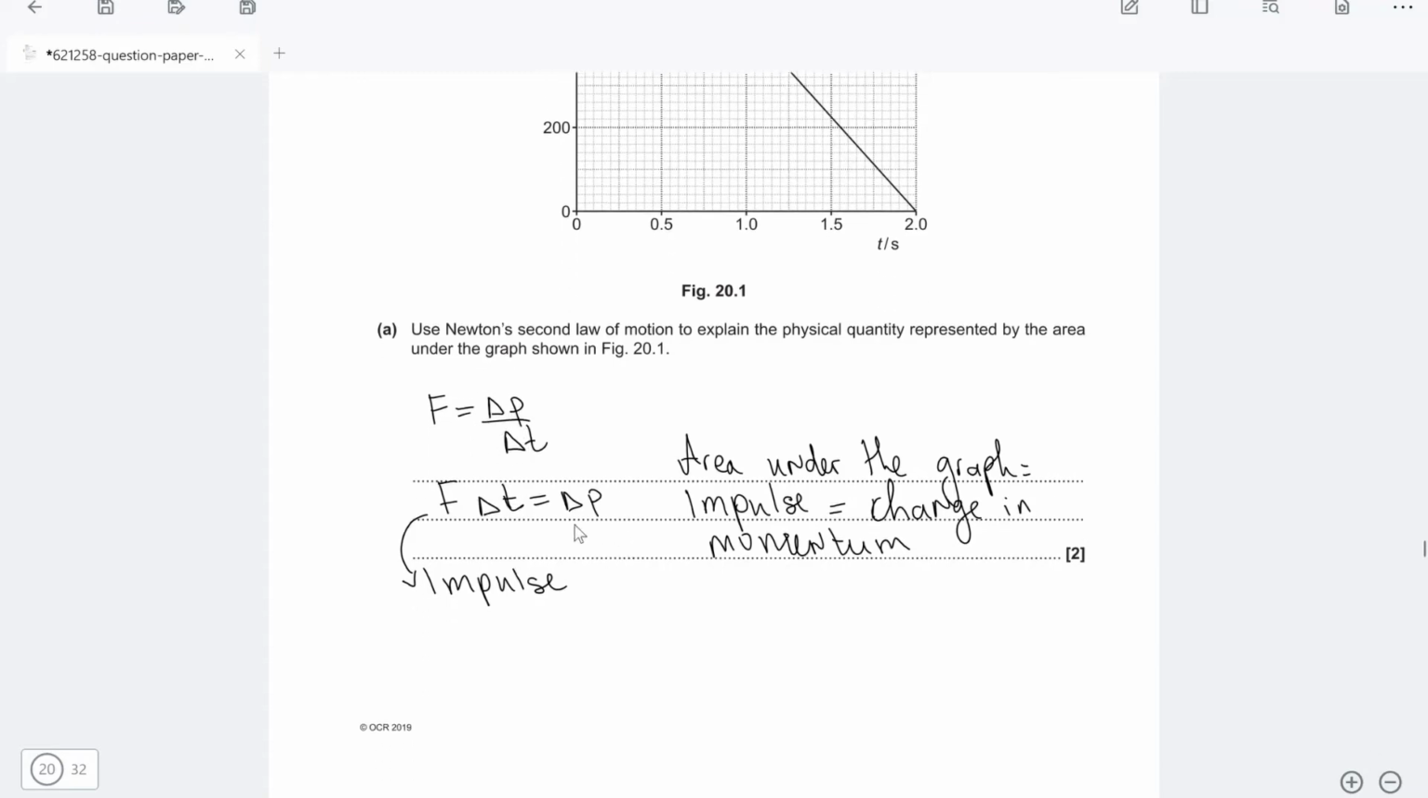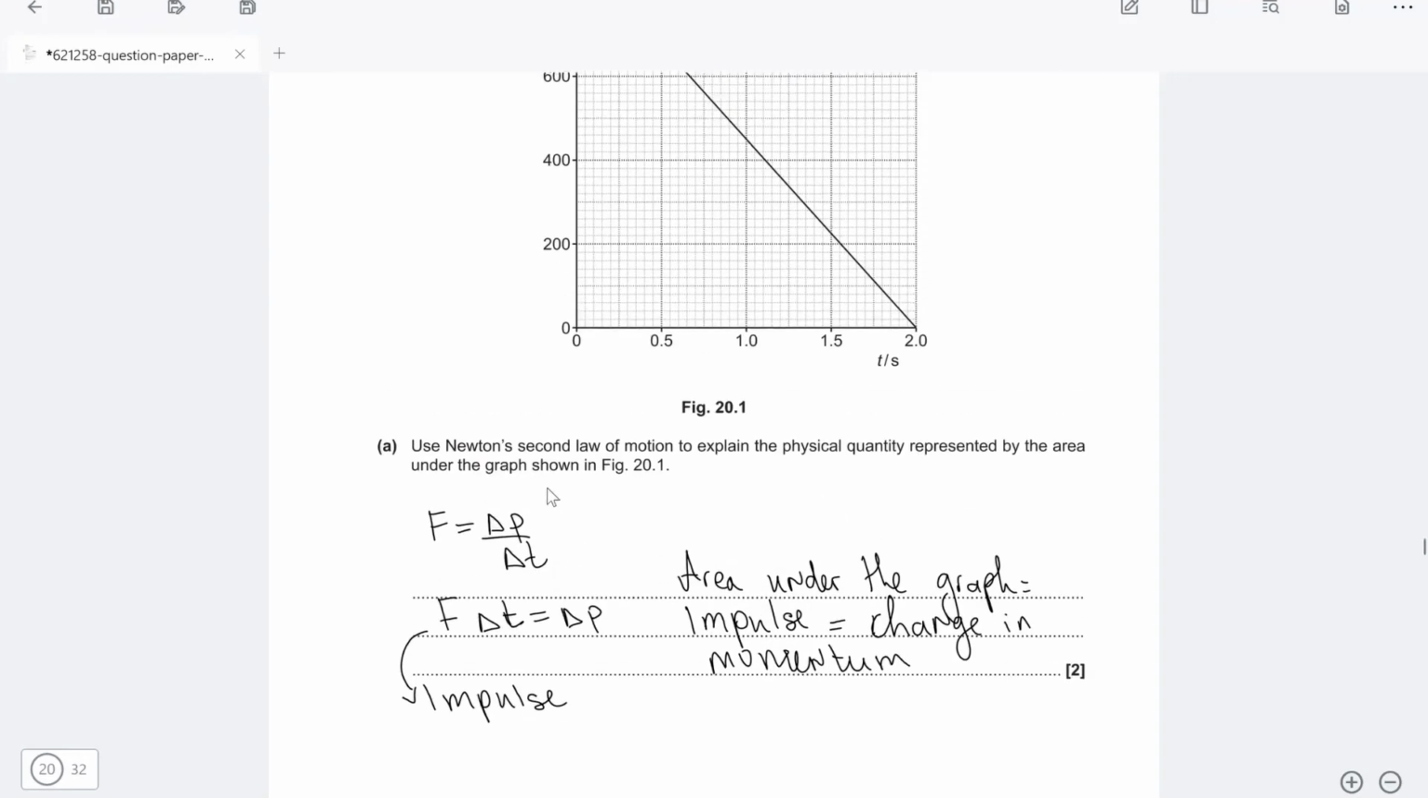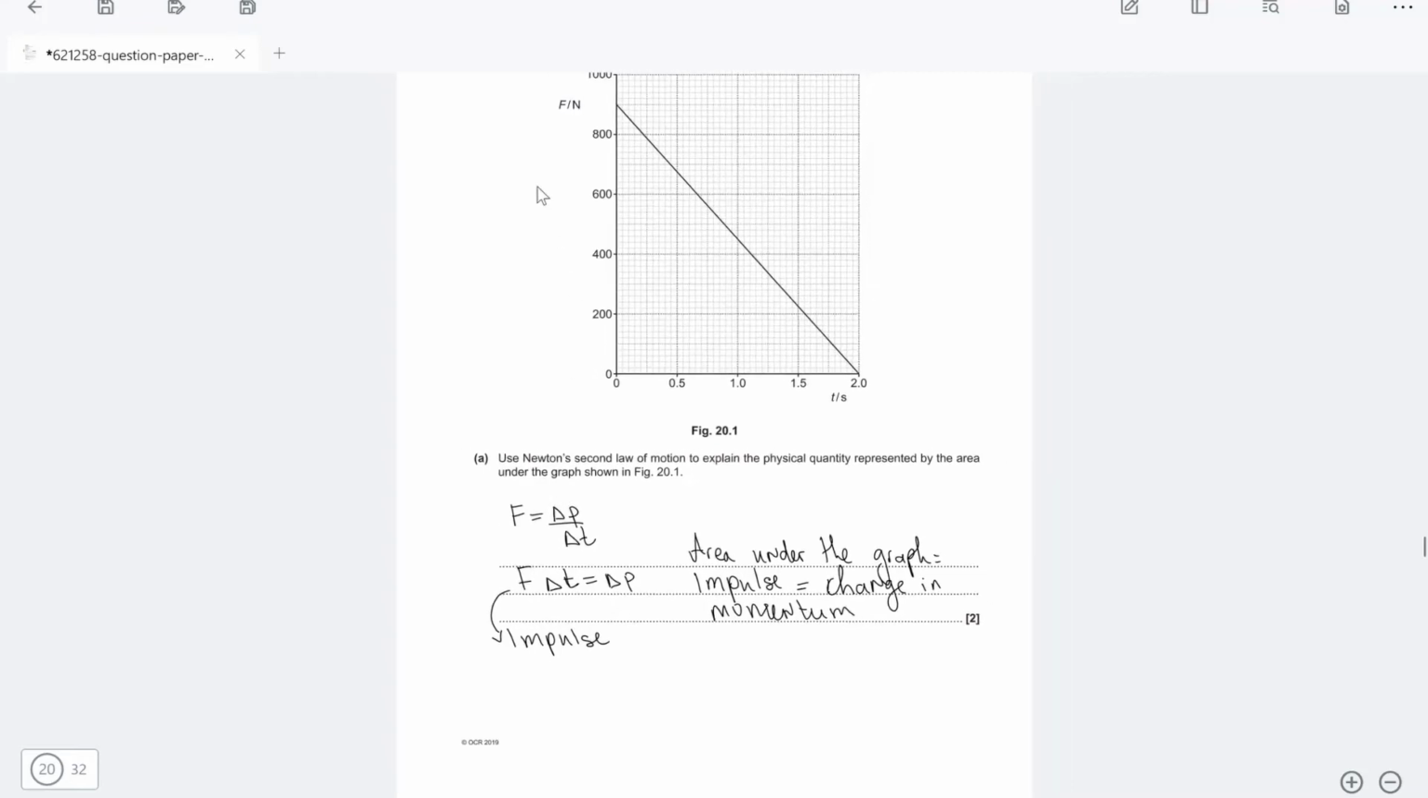Now, just rearranging for the change of momentum, delta P, we're going to get that our impulse, which is F delta T, is equal to the change of momentum. Because this is a force against time graph, the area underneath the graph is the impulse, and that is equal to the change in momentum.